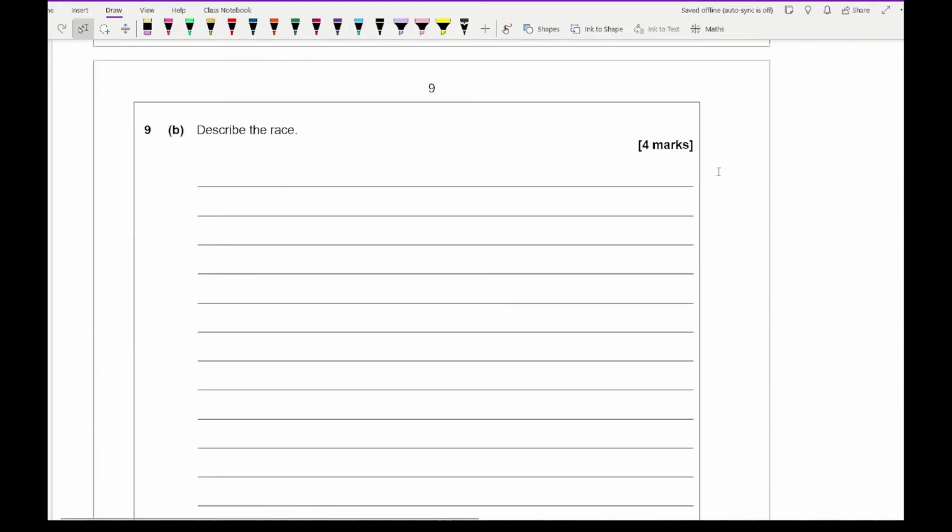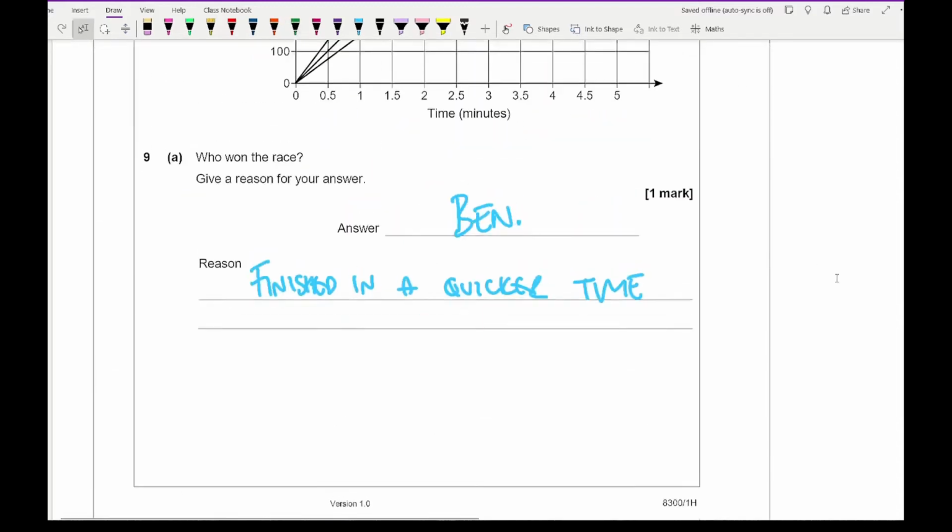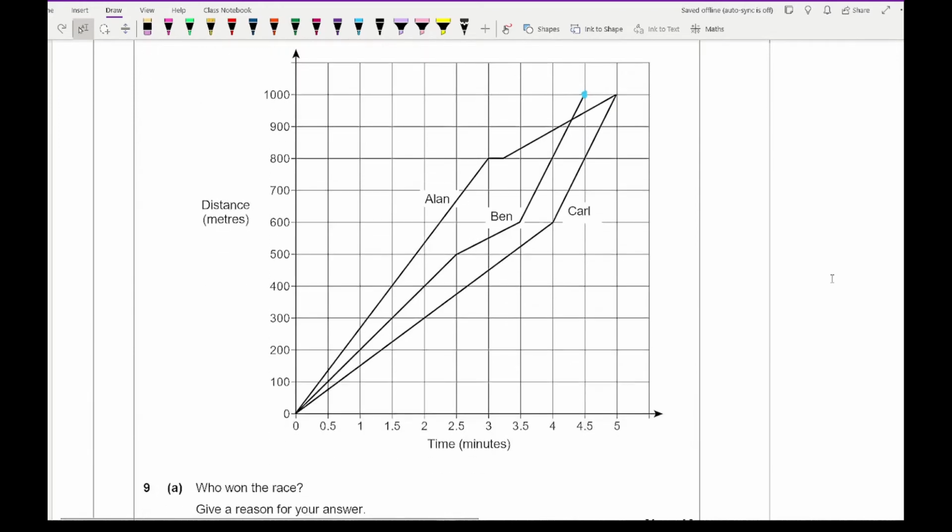Now, in terms of describing the race for 4 marks, again, I'm not going to go into detail and write this down because I don't want the video to drag on. But one thing you do need to do is make sure you mention all 3 boys. Now, if I go back to the graph, something along the lines of just describing the race in total, really, mentioning all 3. So you can comment on them individually. So you could talk about Alan first.